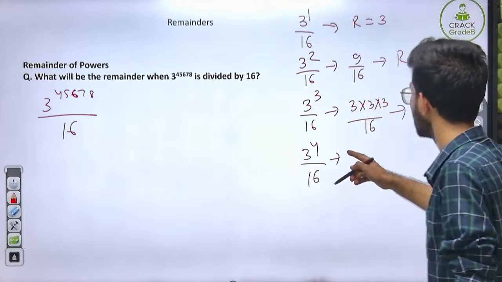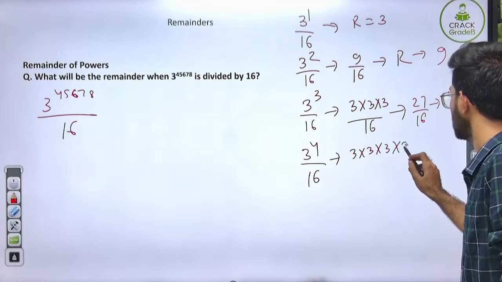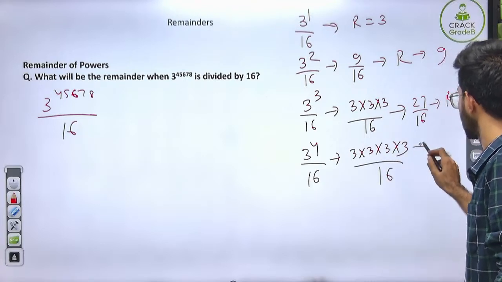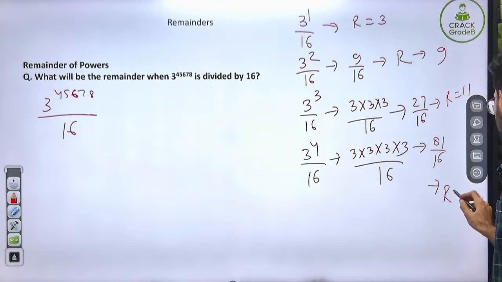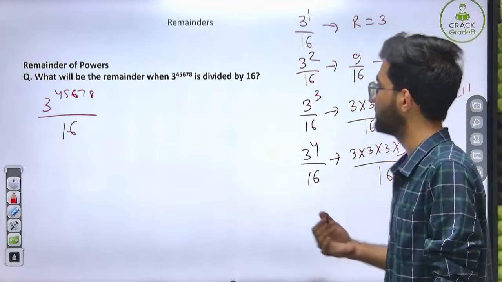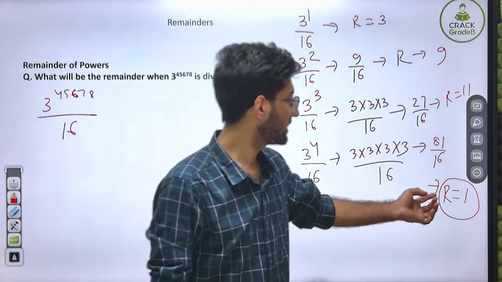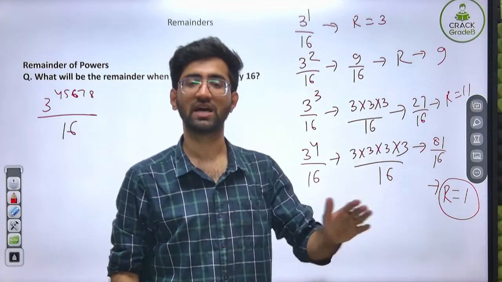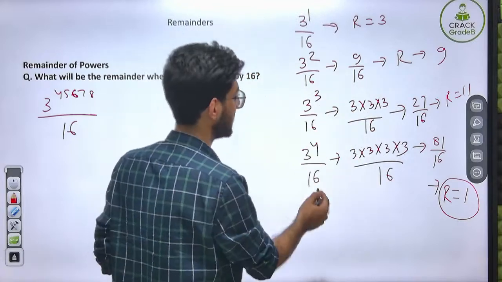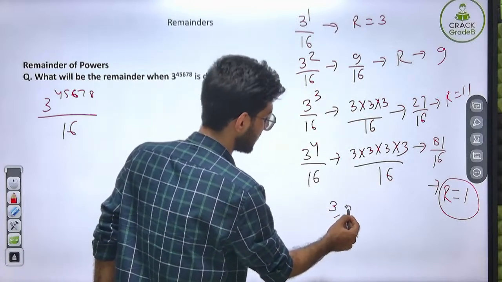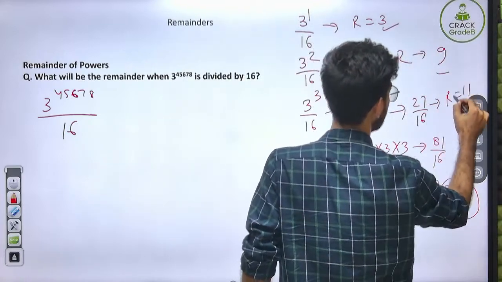So basically, again you can write 3 into 3 into 3 into 3 by 16. And 3 to the power 4 is obviously equal to 81. So 81 by 16, now the remainder is 1. We have solved so many questions and I have told you that once you get the remainder 1, the remainders start to repeat itself. What does it mean? It means that remainders are 3, 9, 11 and 1.